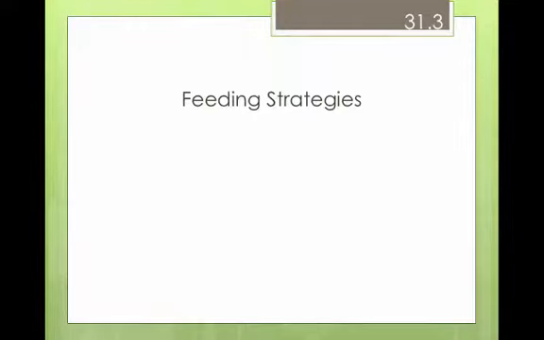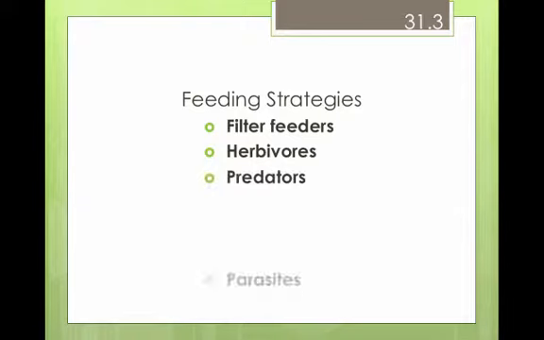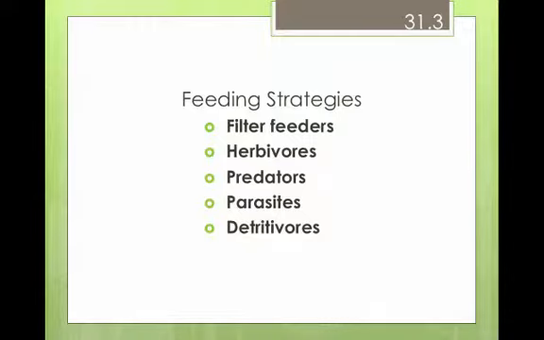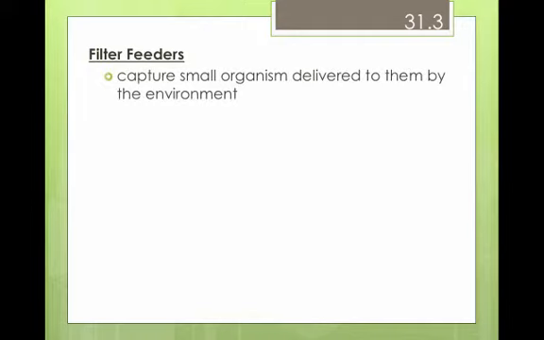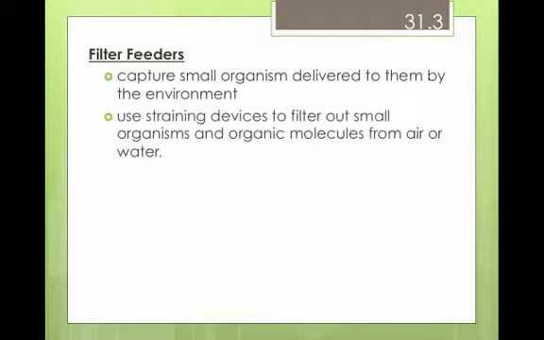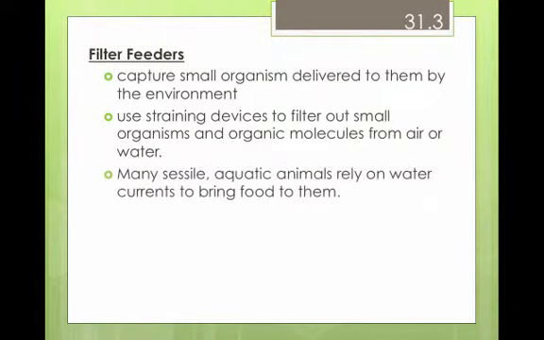So here are some feeding strategies. There are filter feeders, herbivores, predators, parasites, and detritivores. And detritivores, you might have heard them called decomposers. Filter feeders capture small organisms delivered to them by the environment. They use straining devices to filter out small organisms and organic molecules from the air or the water. Many sessile aquatic animals rely on water currents to bring the food to them.